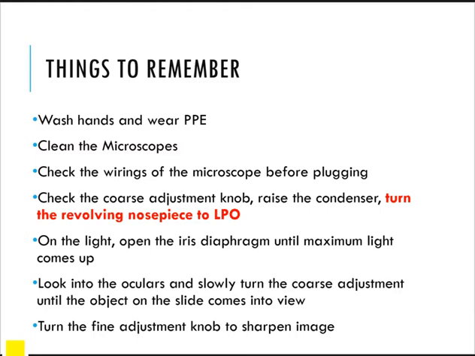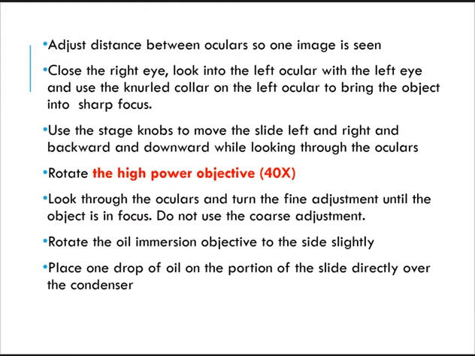Look into the oculars and slowly turn the coarse adjustment knob until the object on the slide comes into view. Now turn the fine adjustment knob to sharpen the image. Adjust the distance between the oculars so one image is seen. So what is the term for what we use for that, guys? Yes, your interpupillary control.